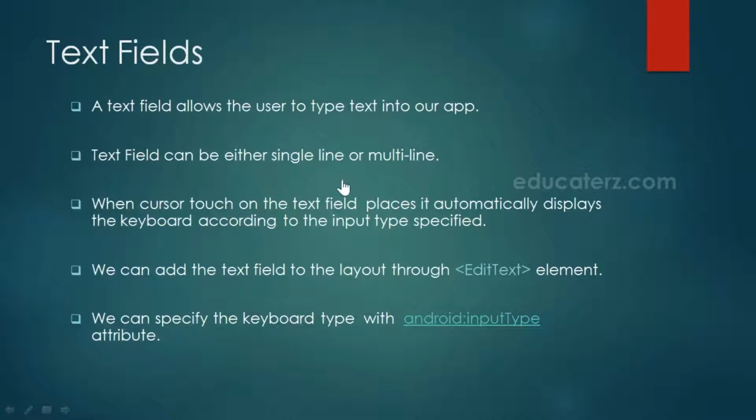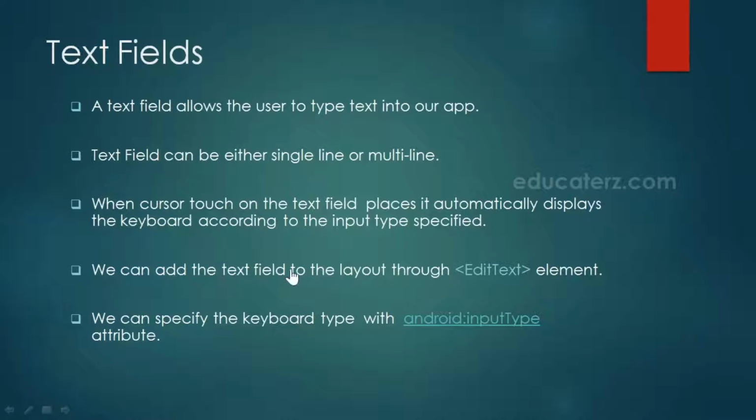When the cursor touches that particular text field, it automatically pops up the keyboard according to the input type we provided. Let us say I set the input type as number, it will automatically open a number keyboard. When you click on the phone icon in a phone application, it pops up a phone number keyboard, because we should add numbers to make a call. The same way here, depending upon the input type we specified, it opens the keyboard.